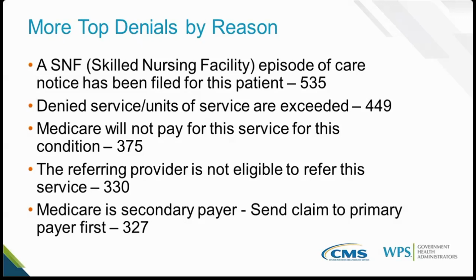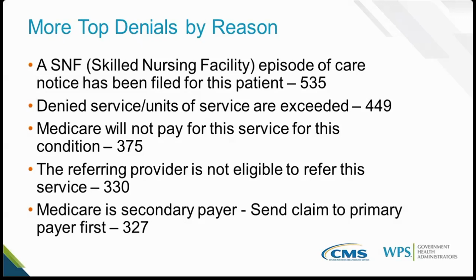Denied: services or units of services are exceeded, 449 denials, and this would be due to a medically unlikely edit, an MUE. Now, not all MUEs are published. There are tables out on the CMS website that tell you the number of units of service you can bill, same beneficiary, same date of service, same provider. If you exceed that number of units that's published, your claim will be denied. It's a hard-coded edit.